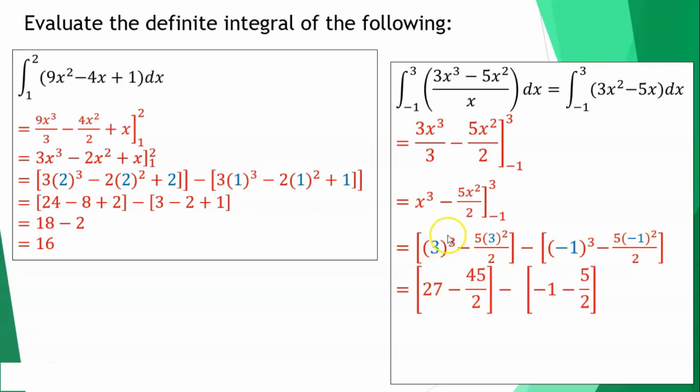Simplifying further, this would become 27. So 3 squared, that's 9 times 5, that's 45 over 2. Negative 1 cubed is negative 1. Negative 1 squared, that's positive 1 times 5, so therefore it's 5 halves. Simplifying further here, this would become 27. This is 22.5, and this one here is 2.5. So substitute this, 27 minus 22.5, that's 4.5. Negative 1 minus 2.5, it's negative 3.5. Negate that, so that will become plus 3.5. So final answer here is 8.